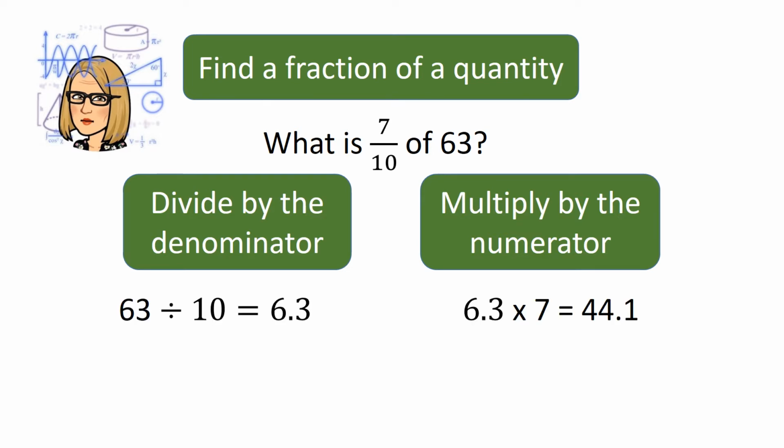So let's see, we would do 63 divided by 10, which shows us that 1/10 of 63 is 6.3. Then we do 6.3 multiplied by 7 to give us 44.1. So 7/10 of 63 is 44.1.